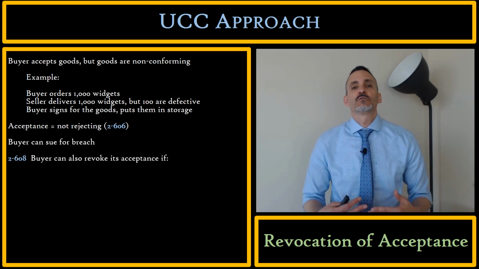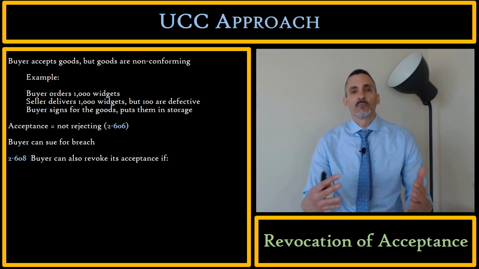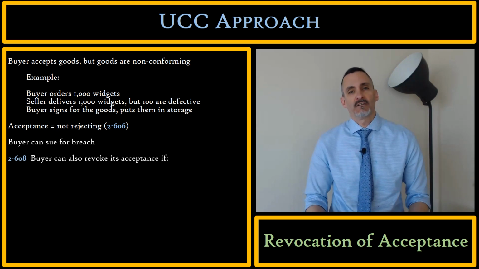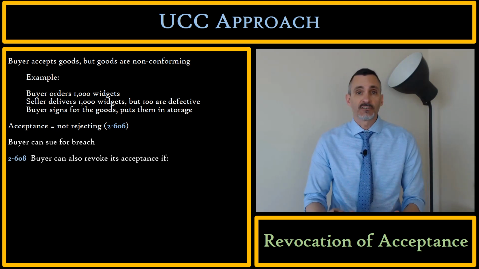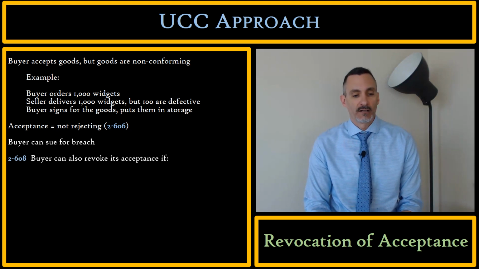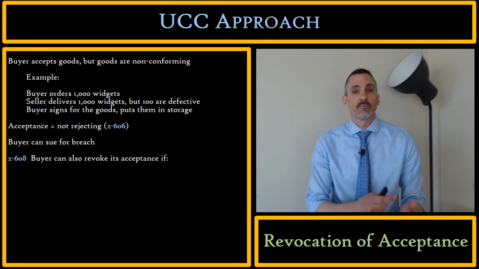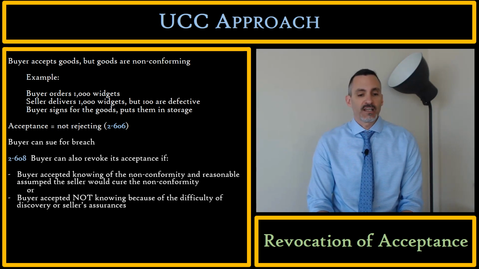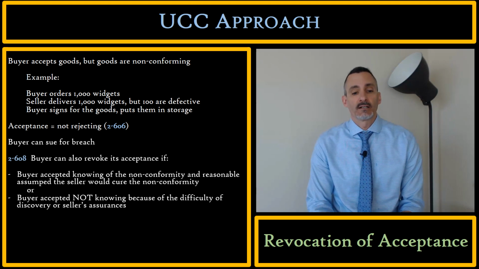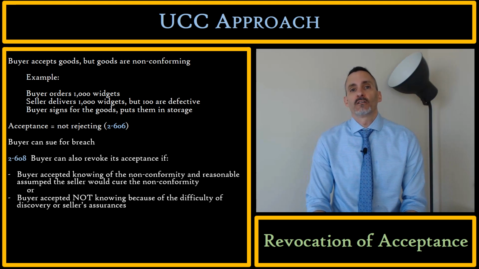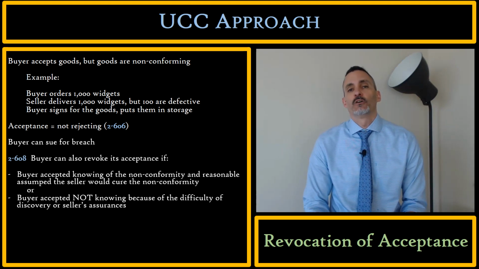What buyer wants to do is to revoke her acceptance and say, hey, I'm revoking my acceptance, which is effectively the same as rejecting, but it happens after acceptance. But there's a different standard for revocation of acceptance. When can buyer revoke her acceptance because the goods are non-conforming? Well, 2-608 says buyer can revoke her acceptance if she has accepted the goods knowing of the nonconformity, but she reasonably believed that seller would cure the nonconformity, and seller has not cured the nonconformity, right?